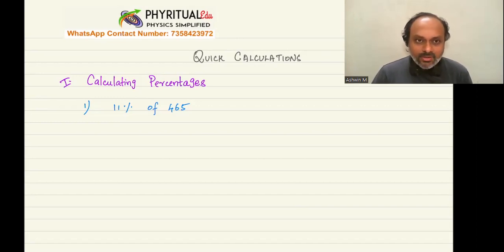So instead, observe that 11% can be written as 10% plus 1%. It is extremely easy to calculate 10% of some number. So 10% of 465 is going to become 46.5. And next we need to add one more percent. If 10% is 46.5, 1% will be 4.65. So 46.5 plus 4.65 is going to be 51.15. That's it. You got the 11% of 465.